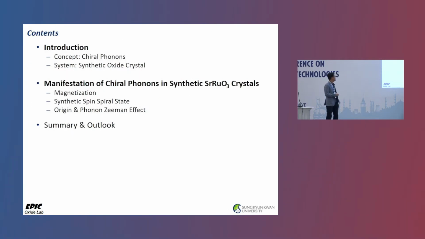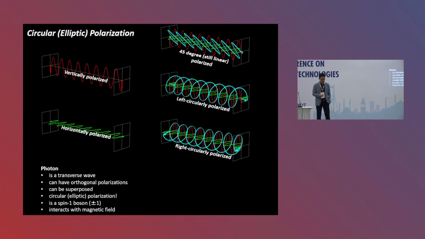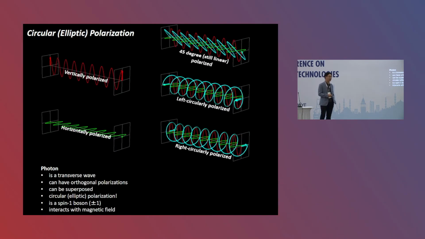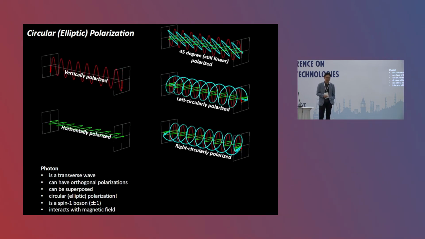This is the content of my talk. I will start by introducing the concept of chiral phonons. What are they, and what aspects do they have? I will talk a little bit about the system, because I'm basically a film grower. And then I will talk about 3 different aspects: first, magnetization; then the spiral spin state, with atomic resolution of this spiral spin state; and then the chiral phonon and Zeeman effect. Then I will summarize.